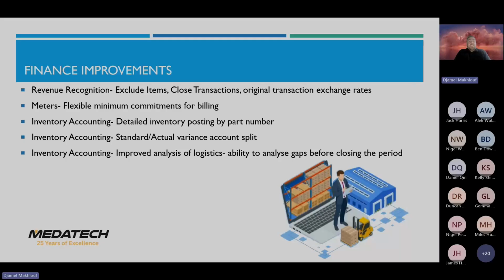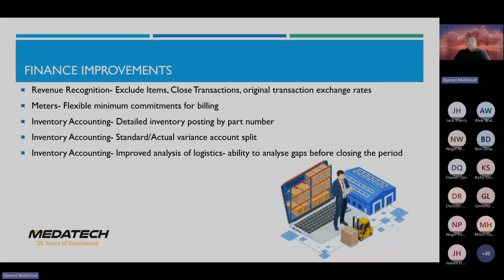Now, for those of you using the meter billing module, the ability has been added to define different minimum commitments for different periods. You can set date ranges with specific minimum quantities, or even remove the minimum during certain periods, for example, in the summer months when the organization is less active.